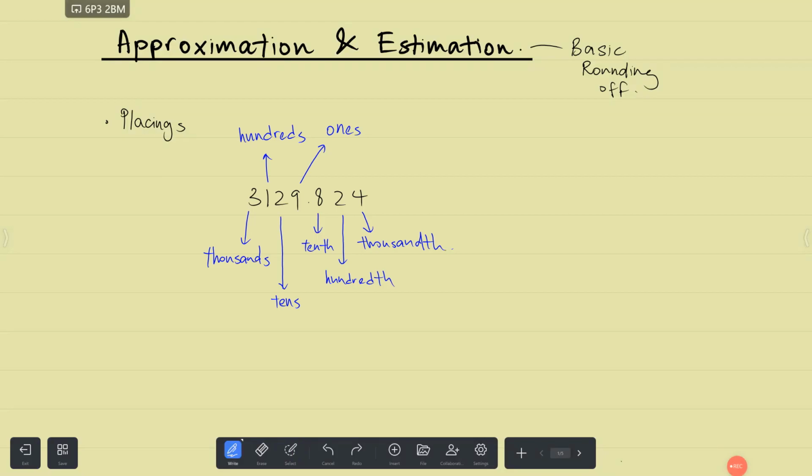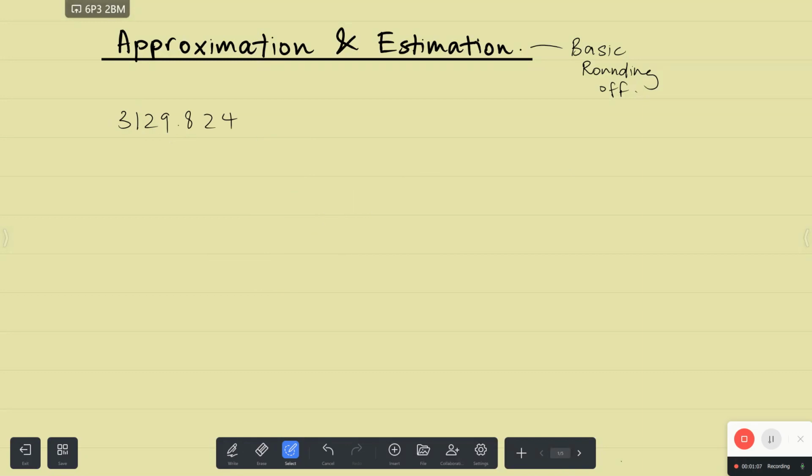Right. So currently this number stands as a number with 3 decimal places. Just look at the number of digits after the decimal point. So in the next section, we'll look at the various ways we can round the same number off to different place values.